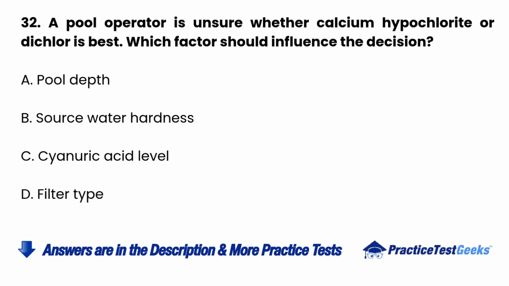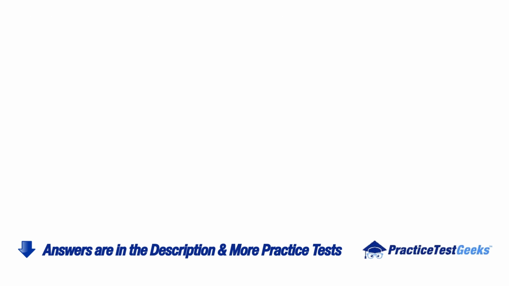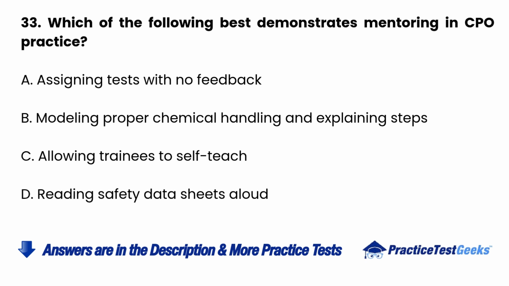32. A pool operator is unsure whether calcium hypochlorite or dichlor is best. Which factors should influence the decision? A. Pool depth. B. Source water hardness. C. Cyanuric acid level. D. Filter type.